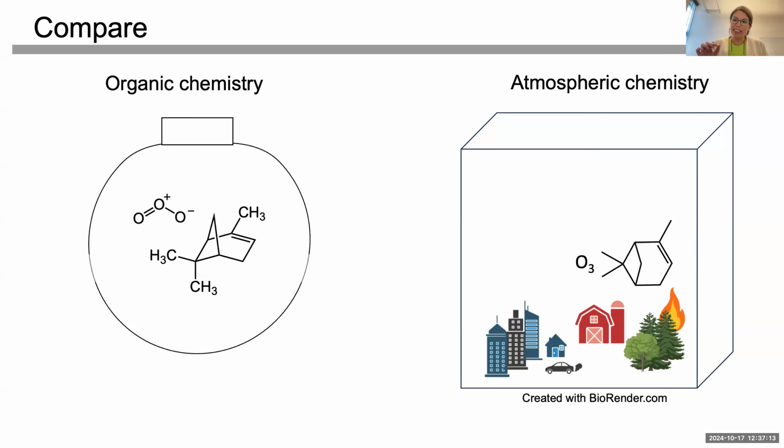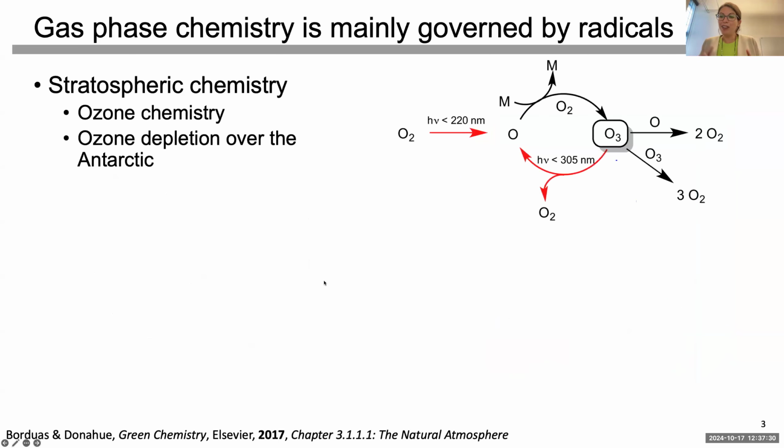So one thing that is really key about thinking about the atmosphere and the molecules that we're breathing is that they're very often in the gas phase. And what is unique about the gas phase is that it's really governed by radical chemistry. And you would have learned in Chem 121 that radicals are very, very reactive. Why? Because they don't have their octet rule met.